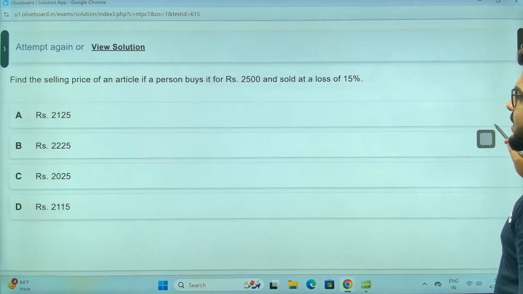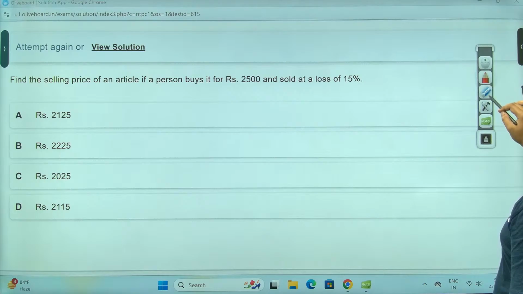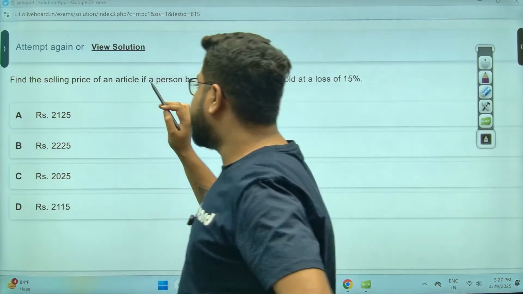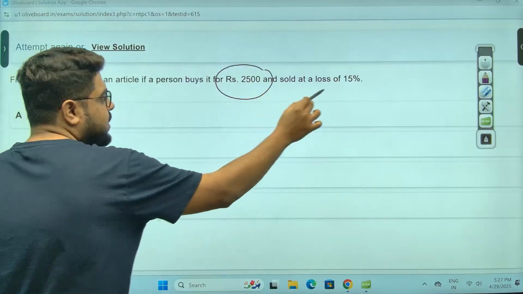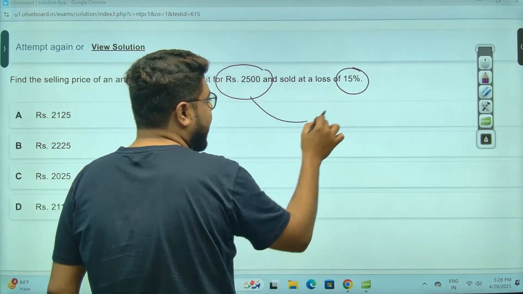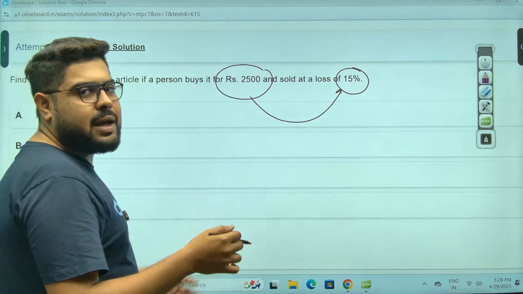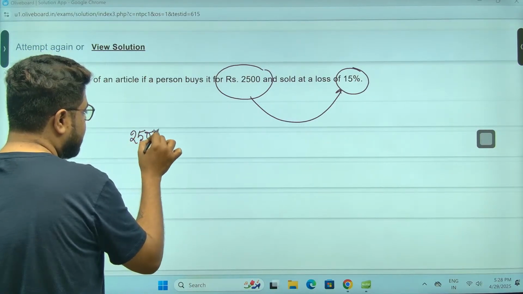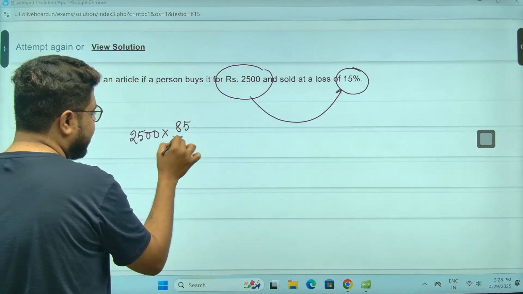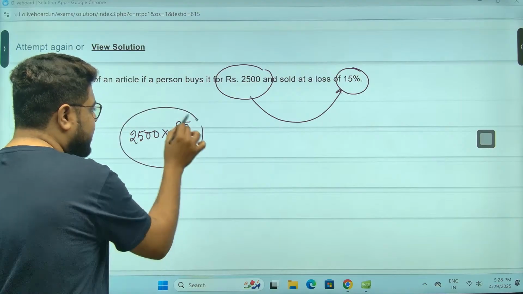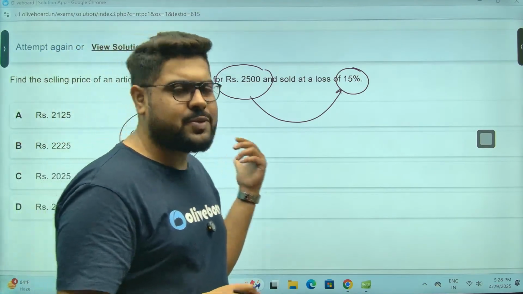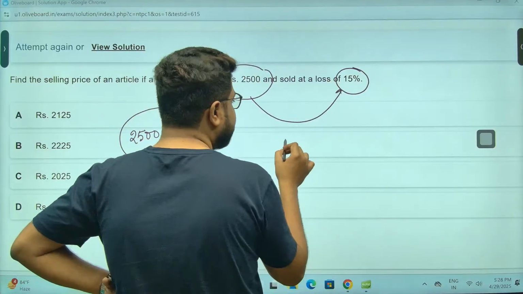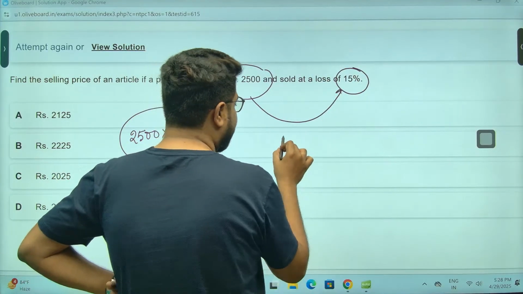Selling price, oh, they gave a kids' question. Selling price of an article, CP is this, loss is this. Again, do not calculate it directly. You would say SP is 85% of 2500. That calculation is a little tricky, not very tricky because 25 is easy, but I'm showing you an easier method. Calculate the loss.